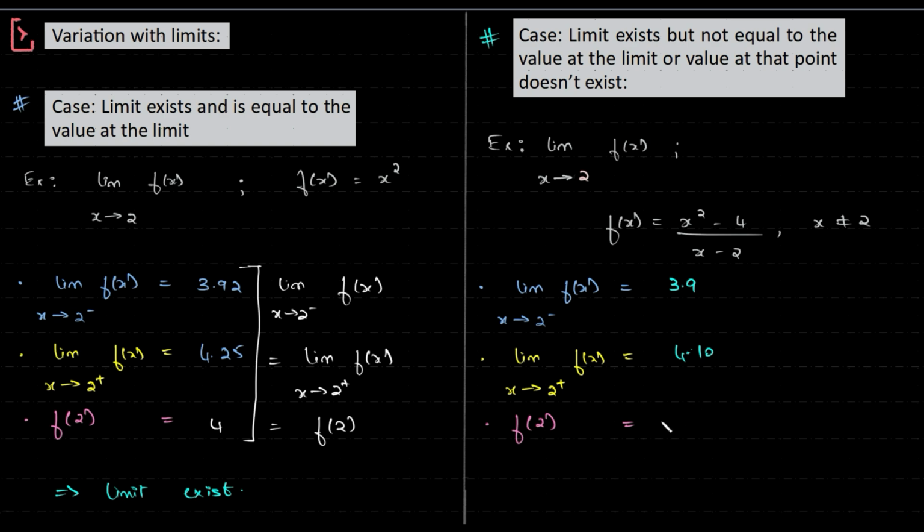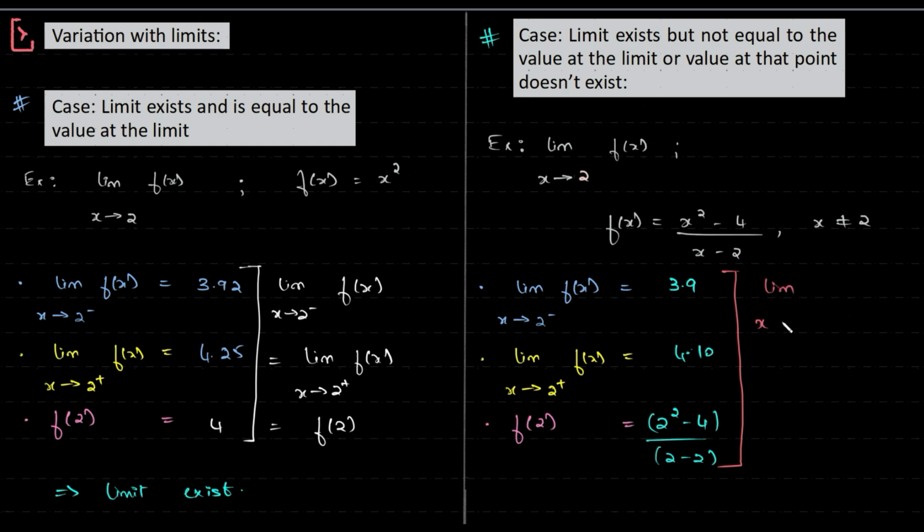And at f of 2 what happens? Let's substitute that over there. 2 square minus 4, which is equal to 0. 2 minus 2, which is equal to 0. So 0 by 0 is not defined. So we have this to be not defined basically. So what can we conclude now? These two values are not actually equal to the value of the function.